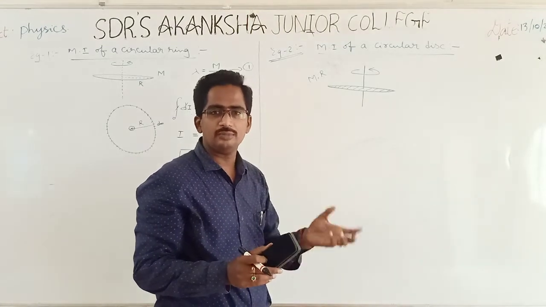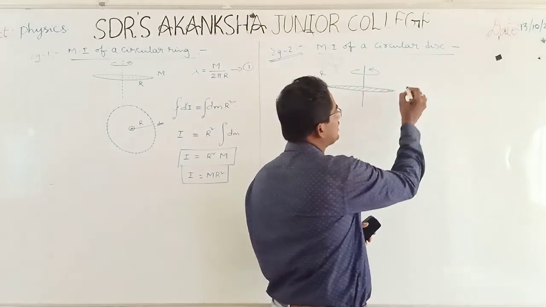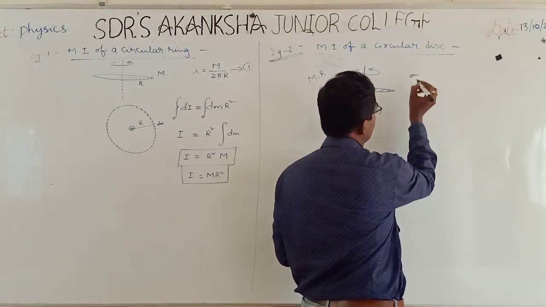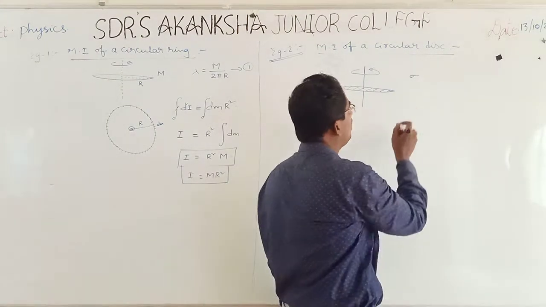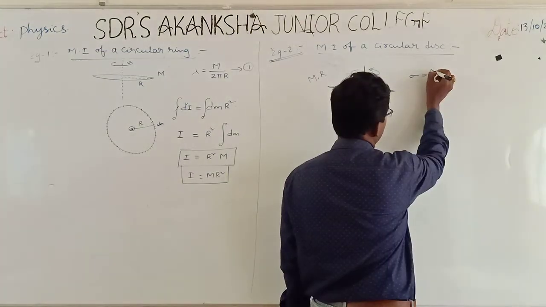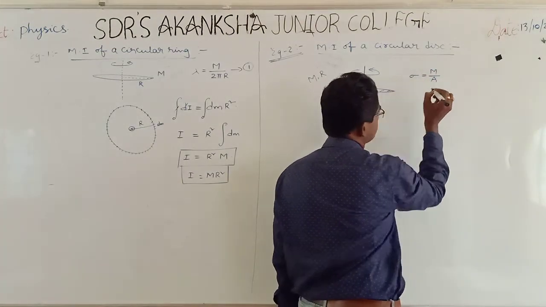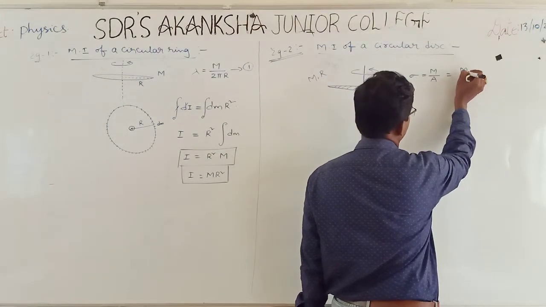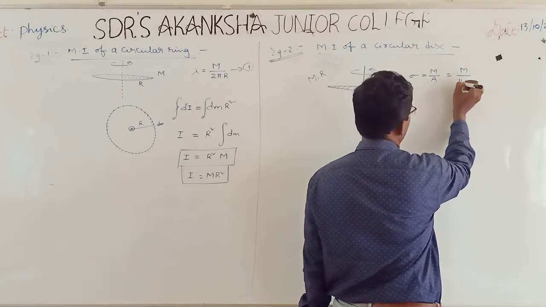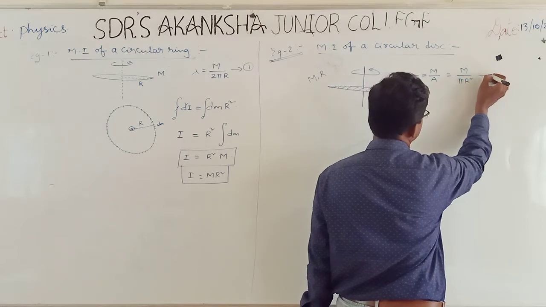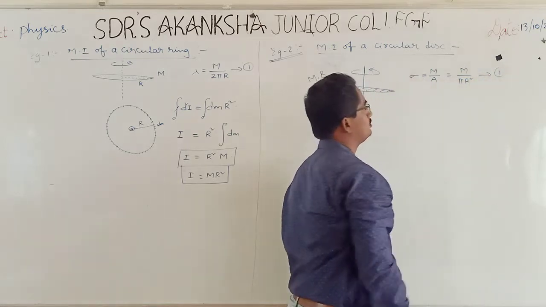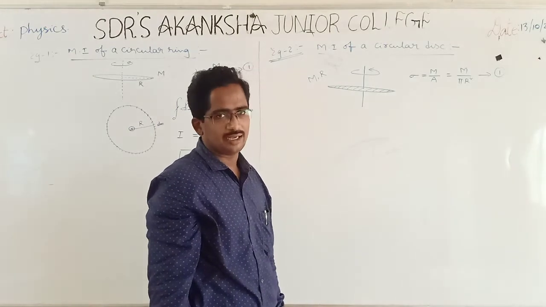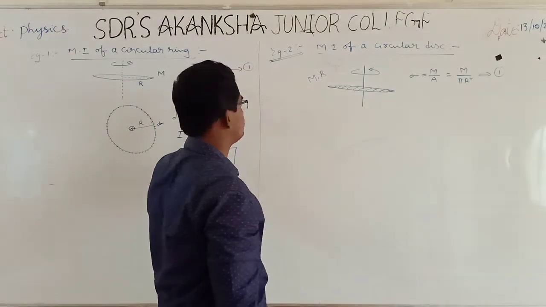For a two-dimensional object, we define the surface density, denoted with sigma. That formula is mass per unit area. What is the area of this one? Pi r square. This is equation 1. So the sigma value here is mass per unit area, sigma equals M by pi r square.